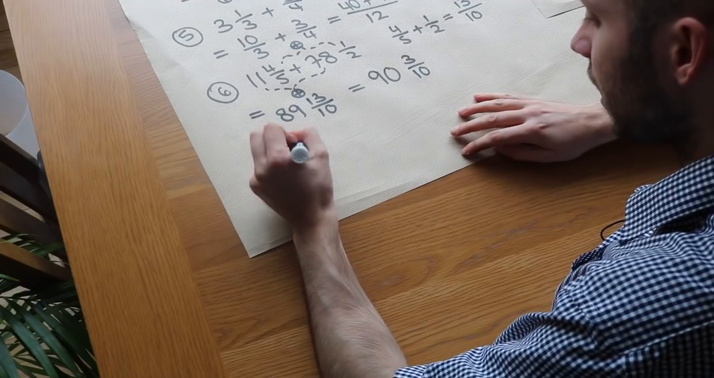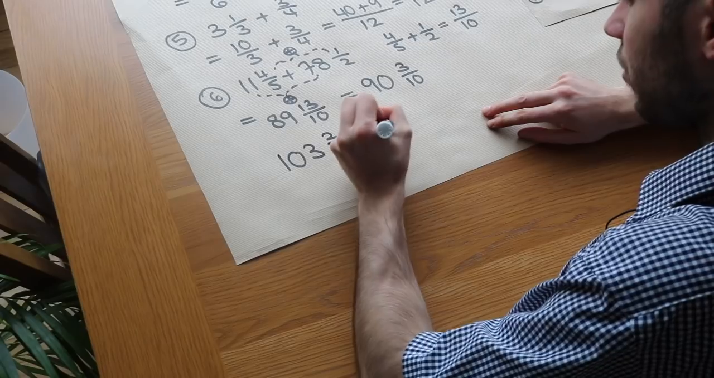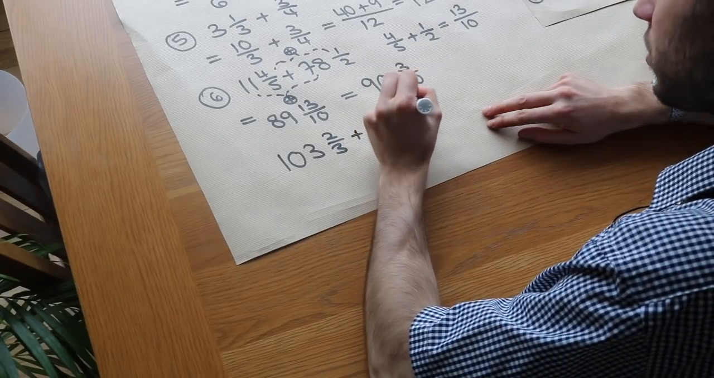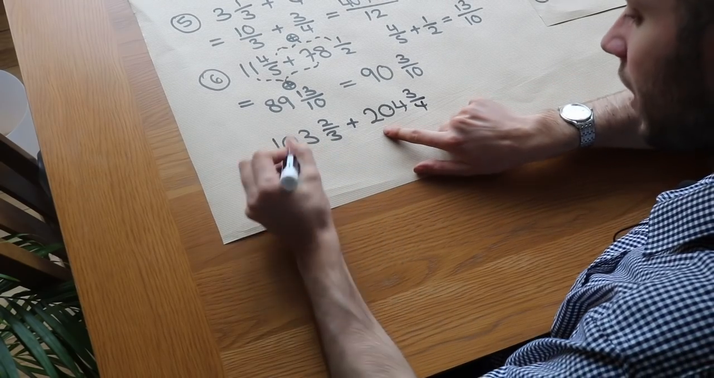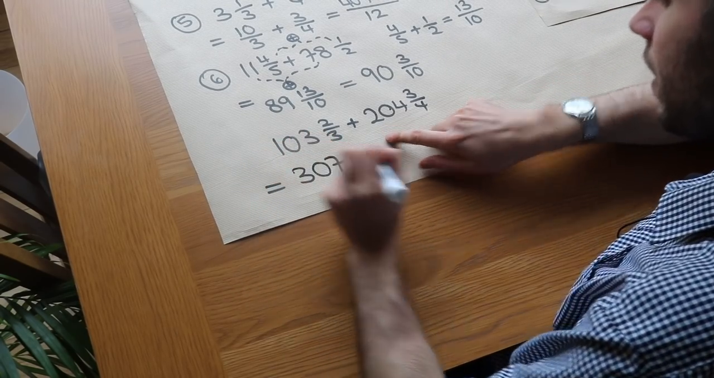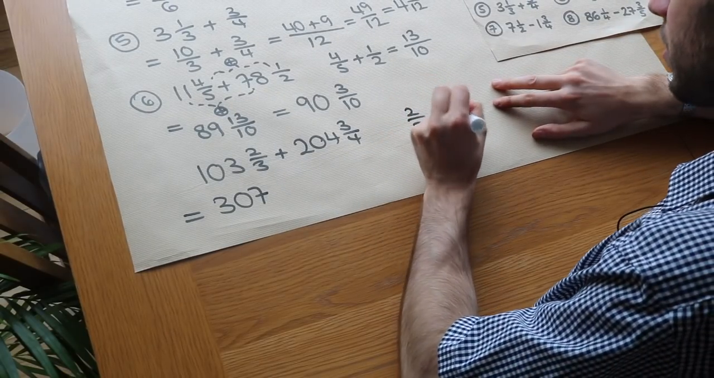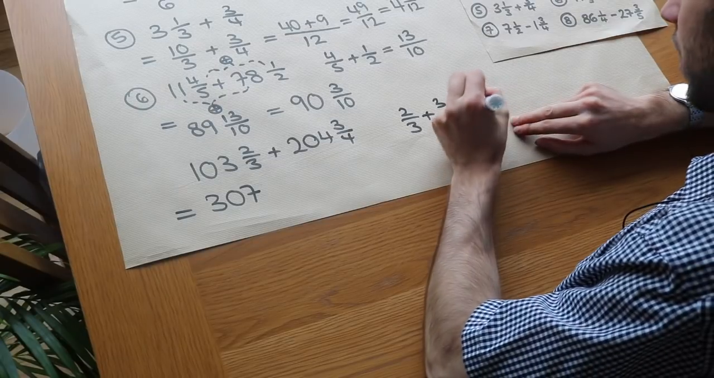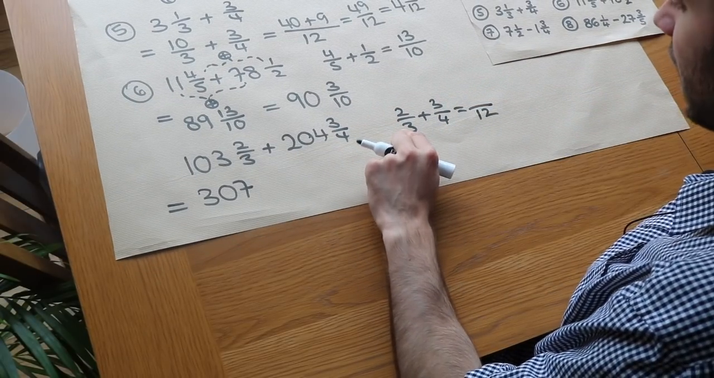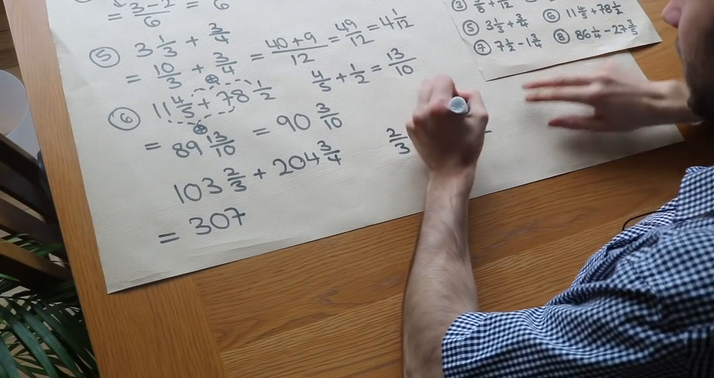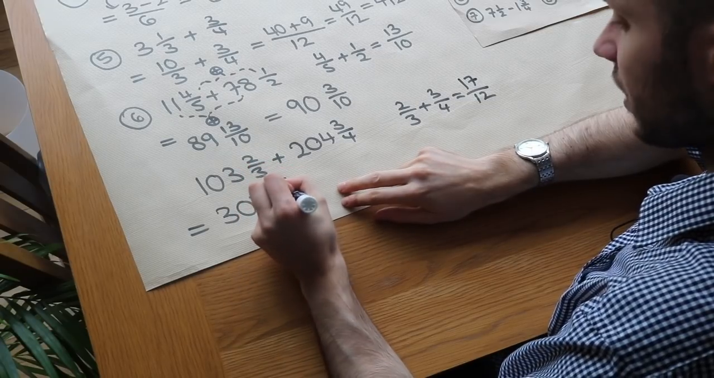If we had 103 and 2/3, and we added 204 and 3/4, well, we add the whole parts first, so that would be 307. And then let's add the fractional parts separately, so 2/3 plus 3/4. Well, 3 times 4 is 12. 2 times 4 is 8, plus 3 times 3 is 9. 8 plus 9 is equal to 17. So it's 17 over 12. So we've got 317 and 17/12.